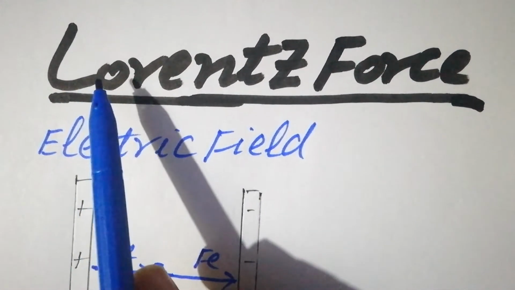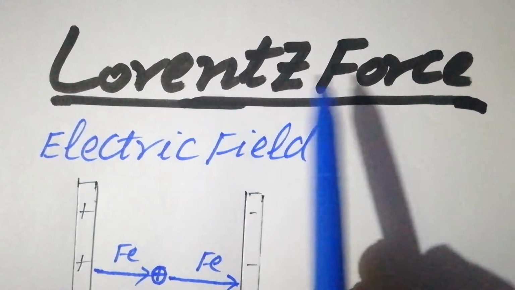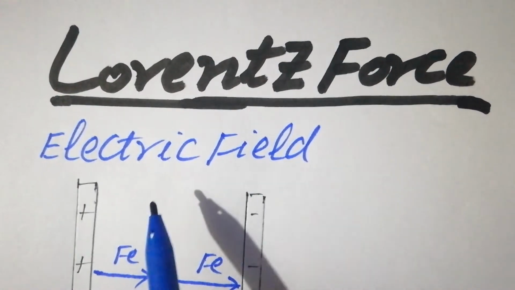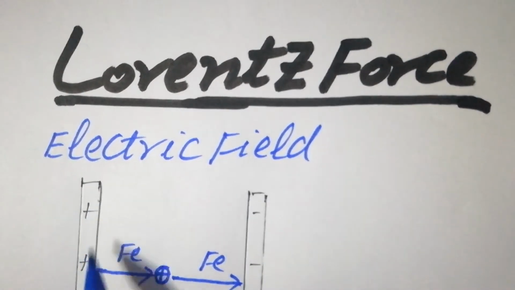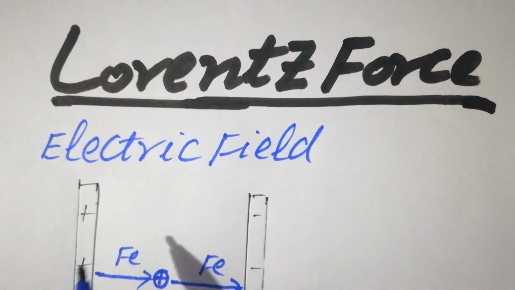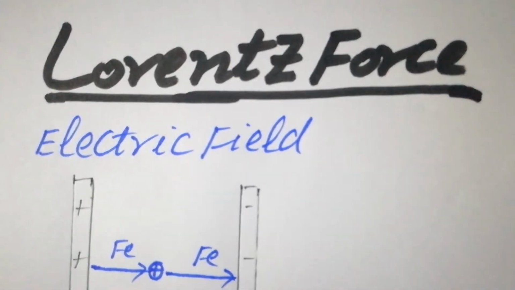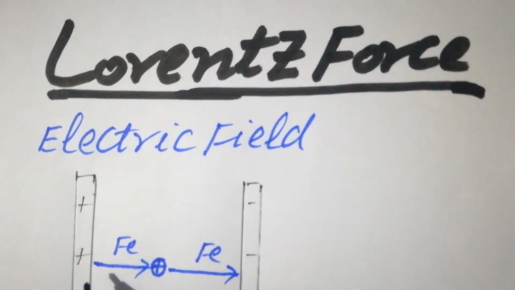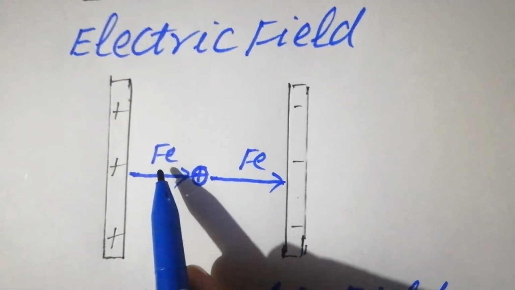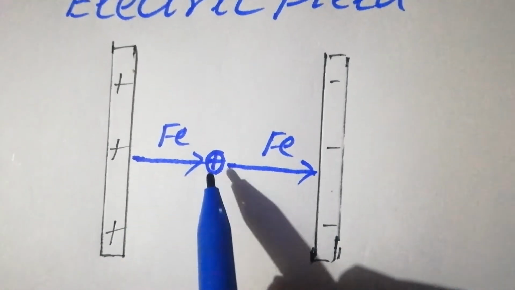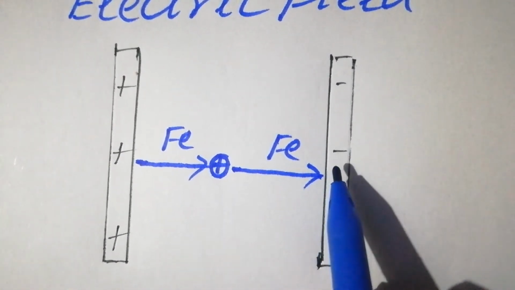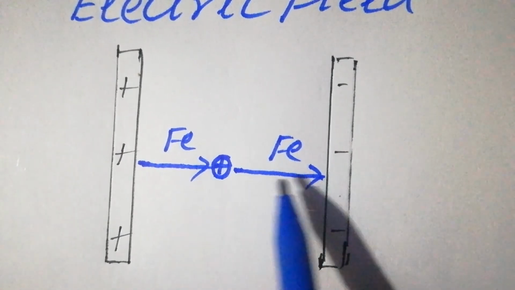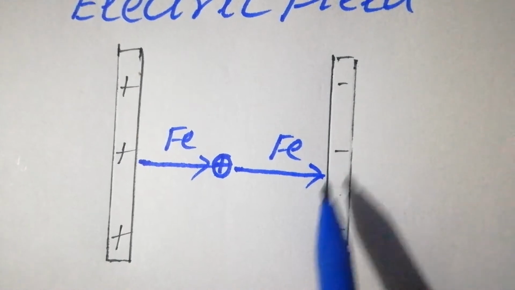Today my topic is what is Lorentz force? Students, we all know when a charged particle enters an electric field, with a positively charged plate and a negatively charged plate, this plate applies a repulsive force and this charged plate applies an attractive force. So the charge will rush towards the negatively charged plate.